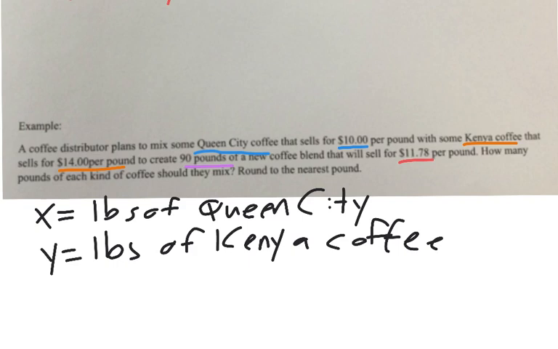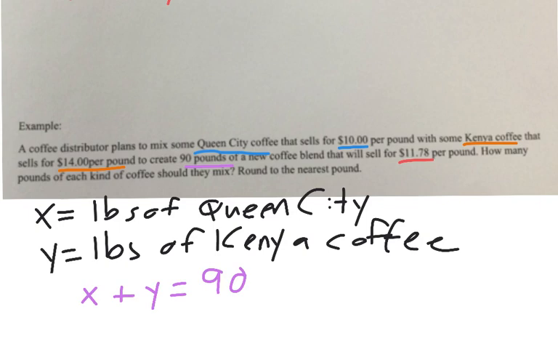So let's look at here. They're creating 90 pounds total. So what equation could I write knowing that there should be 90 pounds total? That's it. So if I take the pounds of Queen City plus the pounds of Kenya, that should be equal to 90. Okay, the second one has to do with prices.